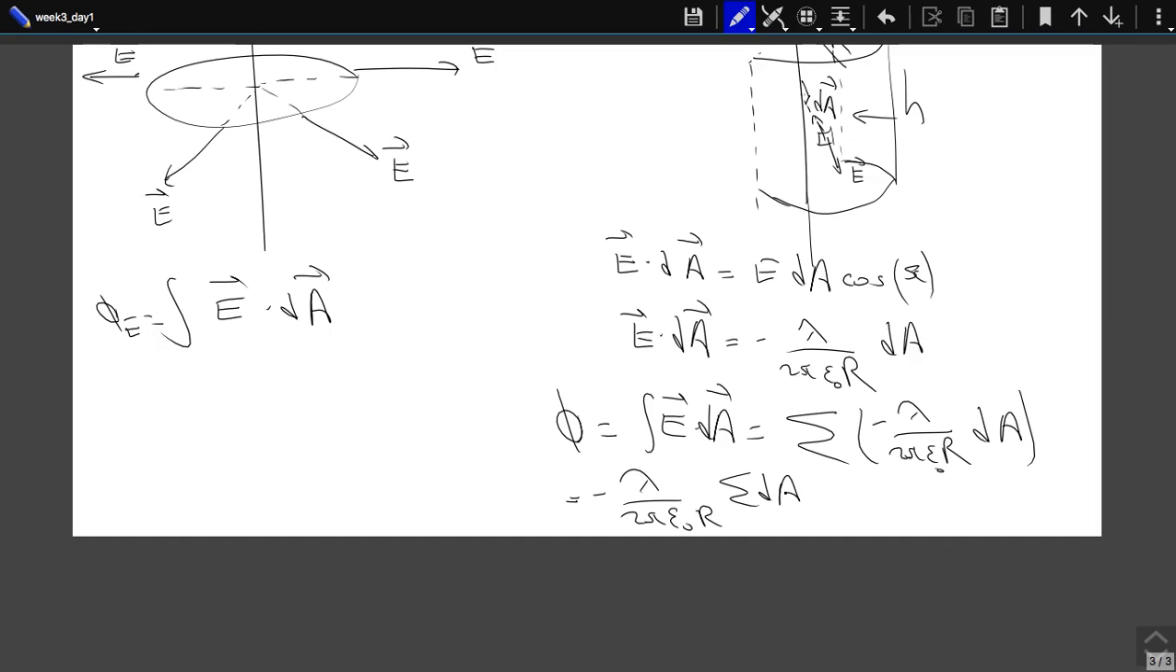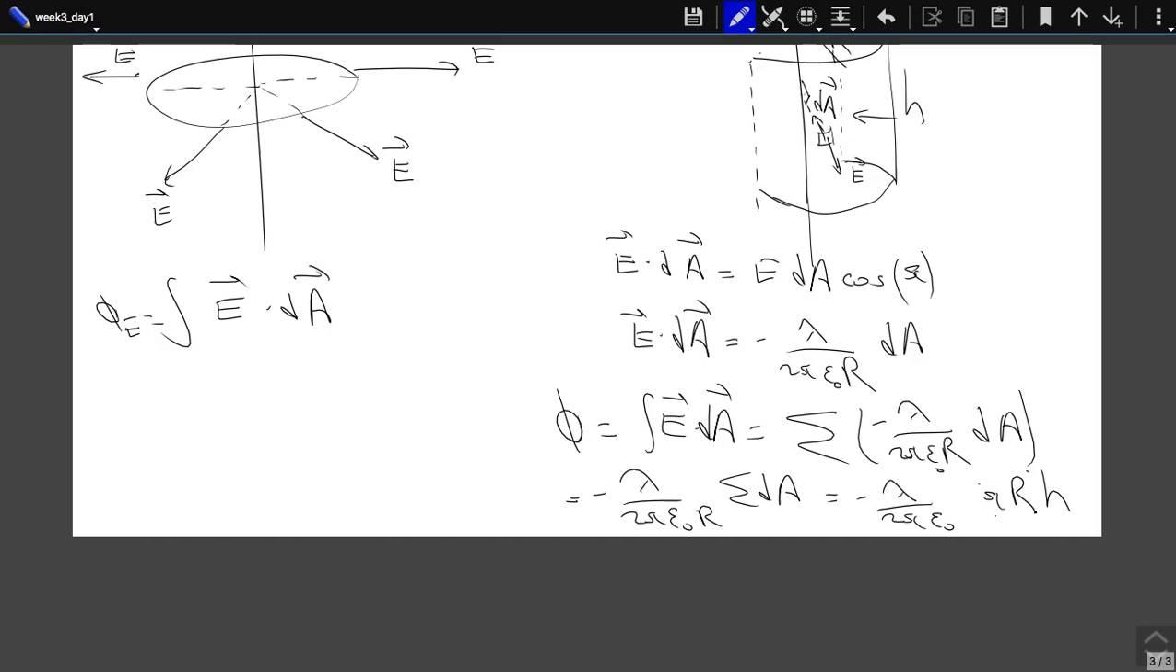Well, this is one patch. This is the area of that patch. I'm just summing over all such patches, but that would just give me the total area of my hemicylinder. And the total area of my hemicylinder, the area is just pi r squared over 2 times h. Do you agree? No, I also don't agree. It's pi r times h.